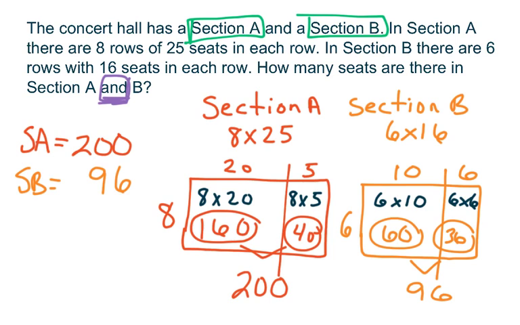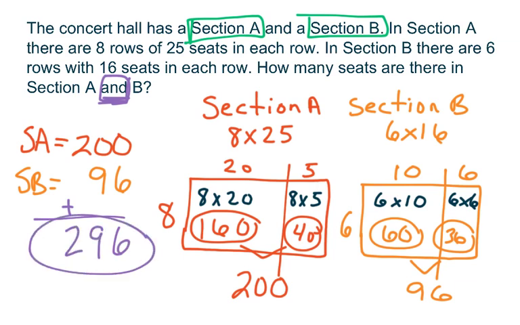So my total number of seats for section A is 200 seats, and my total number of seats for section B would be 96 seats. So all I have to do is add my 2 seats together, and so I get 296 total seats in section A and B. So my total answer is 296 seats.